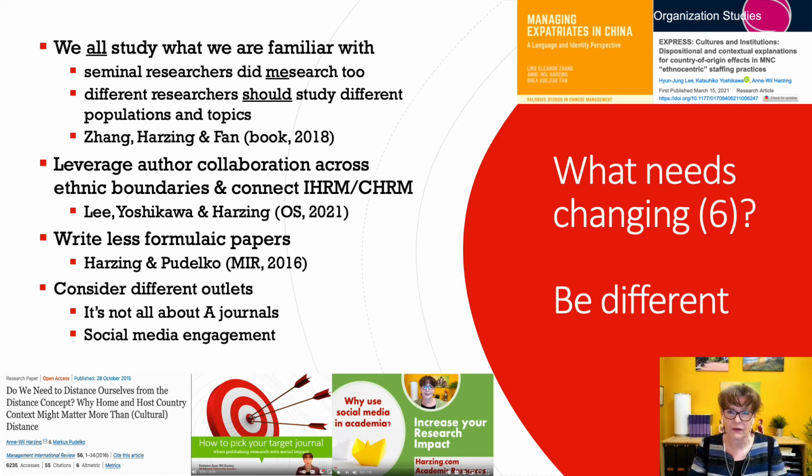Second, try to leverage author collaborations across ethnic boundaries. Many publications, in fact, have authors of similar ethnicity, whether that's white Western, Asian or African. And if there are collaborations, they tend to be non-Western juniors writing with their white Western PhD supervisors. And the juniors are socialized into Western perspectives.